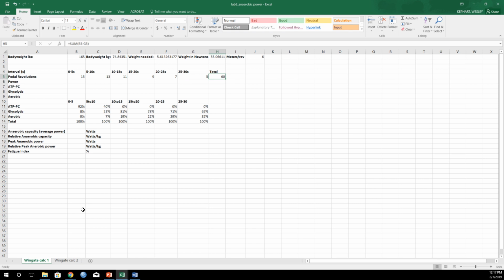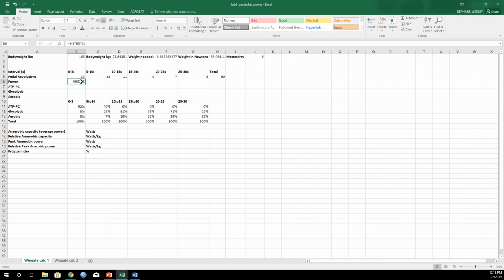Some of the stuff that you're going to have to calculate are powers at each one of these time points. So here's how we do that. So here equals, we have to multiply the force in newtons. So right there, weight in newtons, or force in newtons is probably what that should say. Weight in newtons multiplied by the amount of revolutions that we did, multiplied by the meters per revolution, right there.